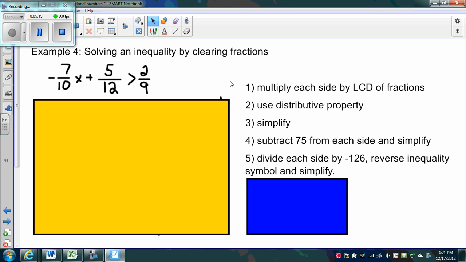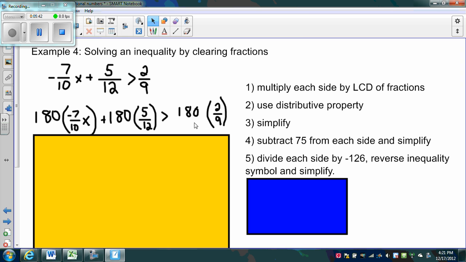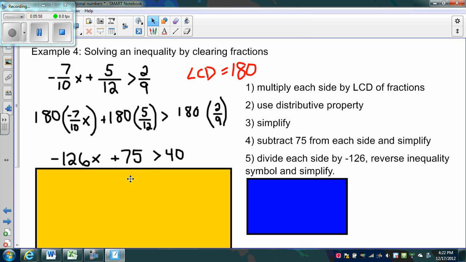The last example is solving an inequality by clearing fractions. So just like before, instead of an equal sign, now we have a greater than or less than sign. So it still uses the same steps. So we find the LCD of 10, 12, and 9, which is 180, which you should know how to find from Chapter 4. We multiply each side by 180, and then it's going to clear those fractions for us.